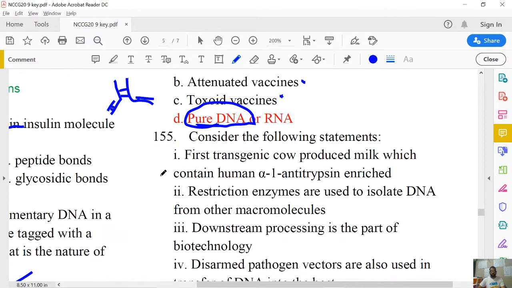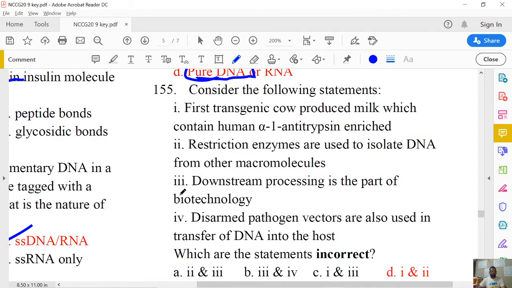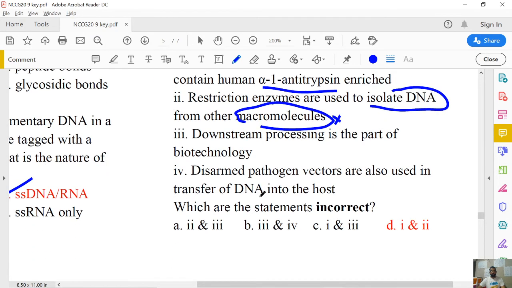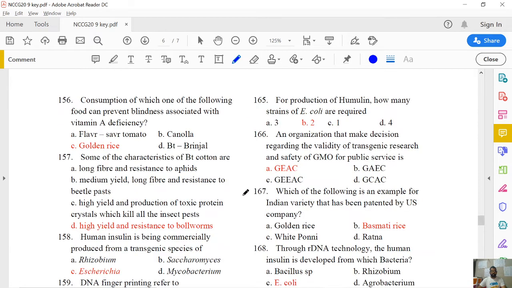Consider the following statements, to find out the incorrect one. See, the first one is incorrect because the first transgenic cow, Rosie, is able to produce alpha lactalbumin, not alpha 1 antitrypsin. Restriction enzymes are used to isolate DNA from macromolecules. It's the wrong one. It's not possible to isolate DNA from the other macromolecules.